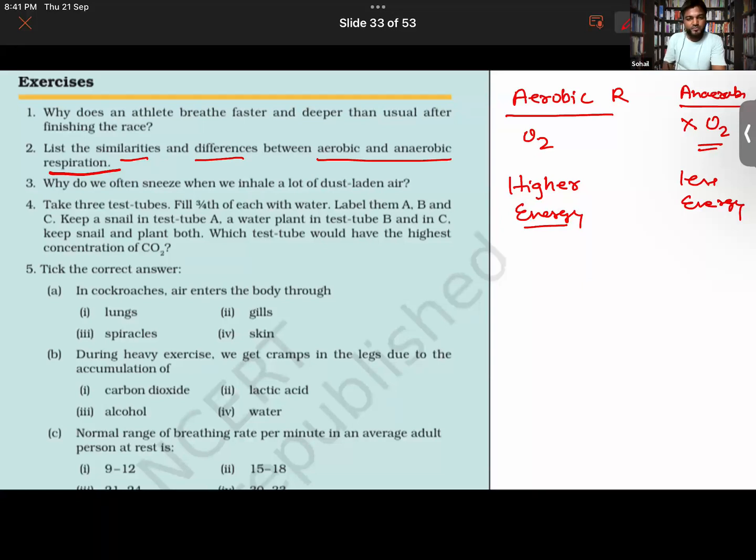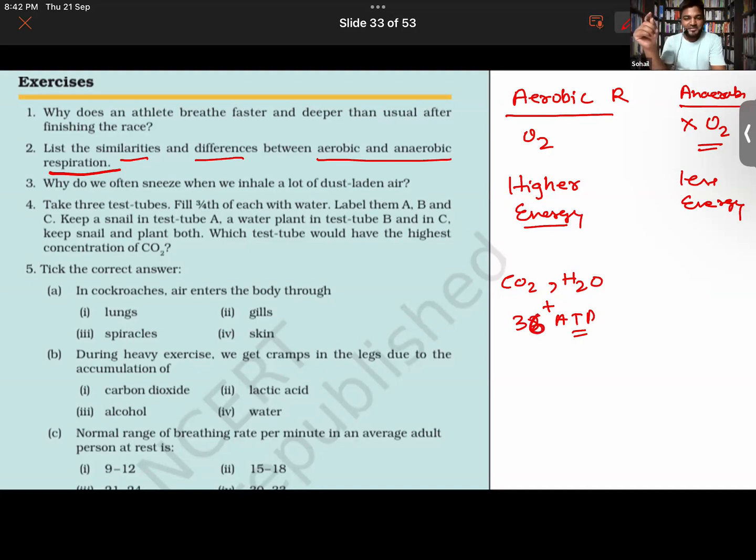Energy, carbon dioxide, and water, plus 38 ATP molecules of energy. While in the case of aerobic respiration, sir, you said one time 36 ATPs, and then second time 38 ATPs.